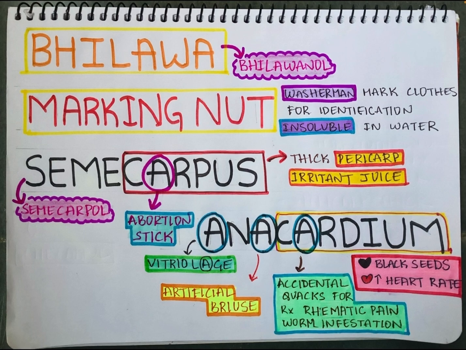It is called the marking nut because washermen usually mark clothes for identification using this nut. As it is insoluble in water, it can be visible. So that is why it is also known as the marking nut.